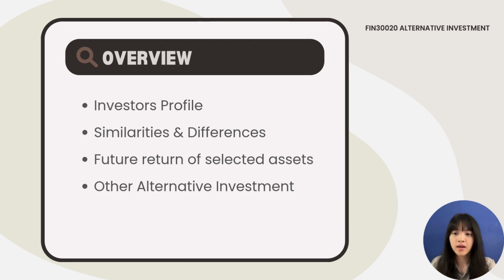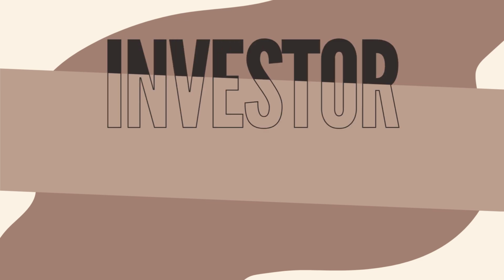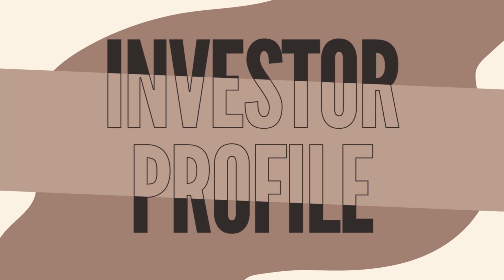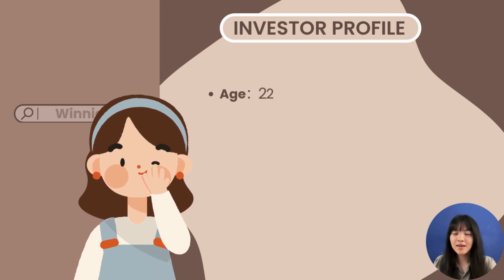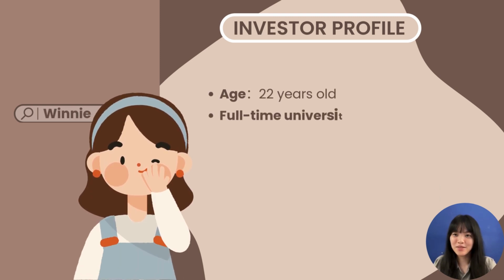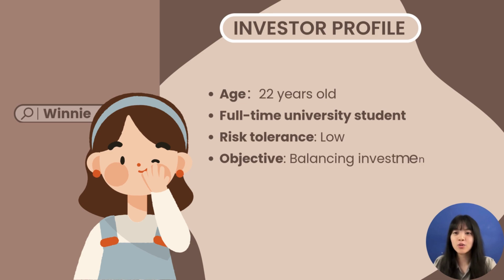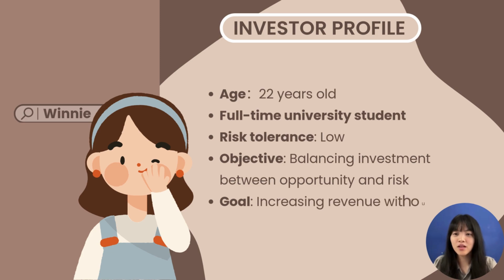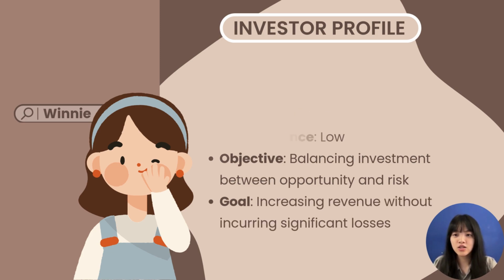Now, I will start with my portfolio introduction. I'm Winnie, a 22 year old full-time university student. As a low-risk investor, I aim to balance opportunity with caution in my investment choices. My goal is to increase my revenue while avoiding significant losses, ensuring steady and responsible financial growth.